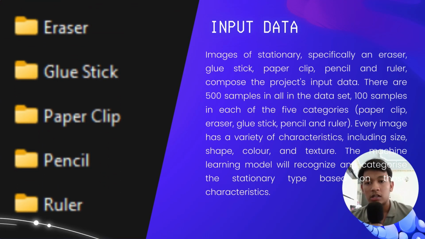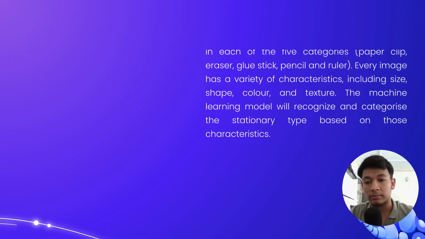For the input data, we compose the images of stationery. To be more specific, we divide it into 5 types of stationery: eraser, glue stick, paperclip, pencil, and ruler. There are 400 samples in all in the dataset, 100 samples in each of the 5 categories. Every image has a variety of characteristics, including size, shape, color, and texture. The machine learning model will recognize and categorize the stationery type based on those characteristics.